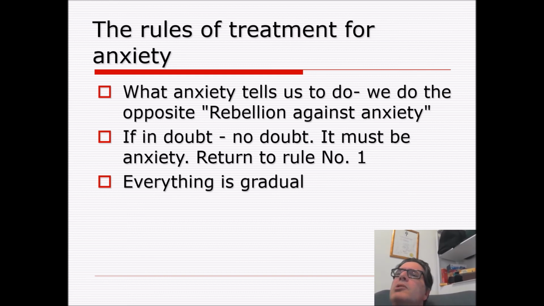So what we're doing here also is a very important cognitive restructuring technique called externalization. So we're not talking about you being anxious, we're talking about the anxiety as an entity that is controlling your life and making it worse. So we identify the way that anxiety is making your life worse. And once we are in agreement that it is making your life worse, we're rebelling against it. We don't want it to control your life anymore. We want to take control of our life. And so the second rule is that if you're in doubt, there's no doubt.